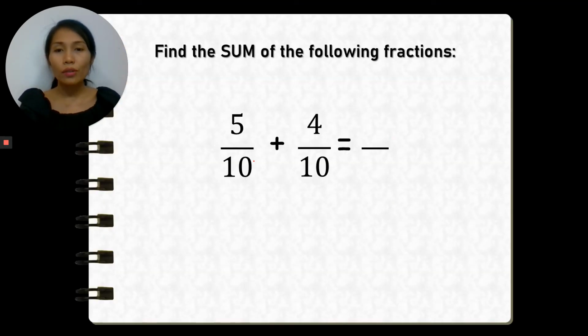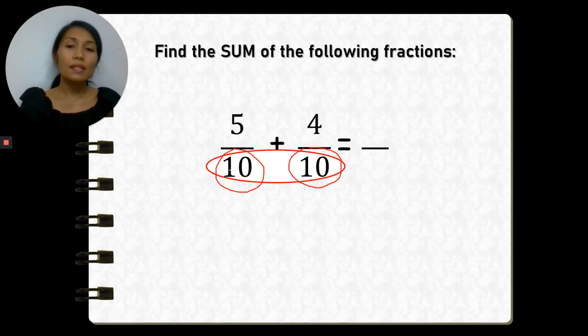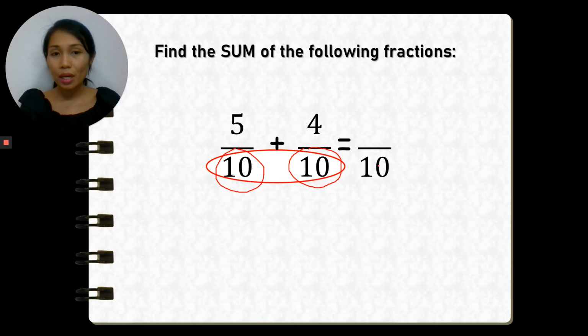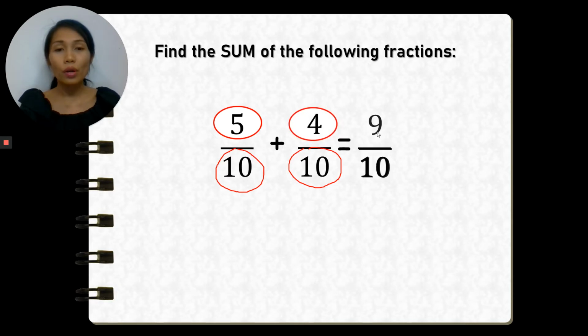Okay, so let's review a little bit on adding like fractions. Like fractions, their denominators are the same, right? So in here, since these are like fractions, you just copy the 10, the denominator. So you got there 10, and then the numerator, you add them all. 5 plus 4 equals 9. So the answer is 9 tenths.